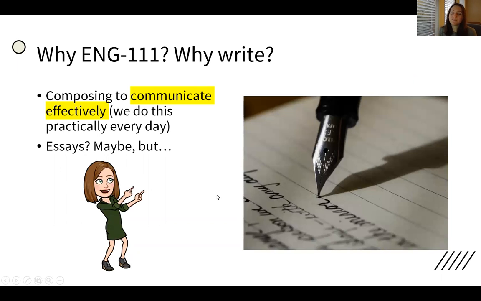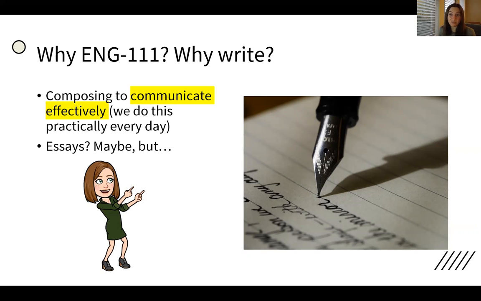First and foremost, why ENG 111? Why write in the first place? Why take this class other than the fact that it's required? Well, we are learning to compose in order to communicate effectively. This is something that we essentially do every day, and you may not know it. A lot of people think about compositions in terms of essays. Okay, I'm taking this college class. I have to write this long essay for my instructor, which is considered to be a composition. You are not wrong, but composition can be a lot of things.